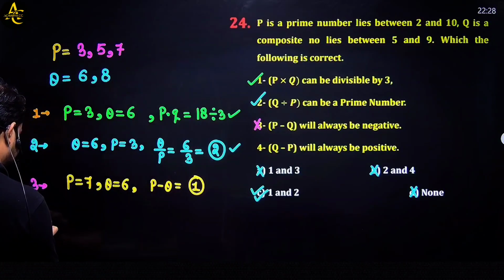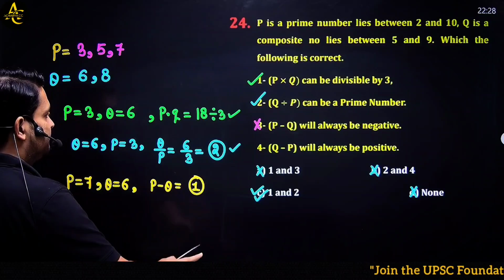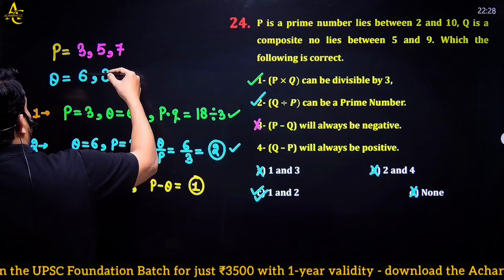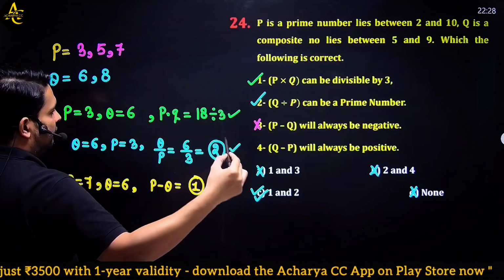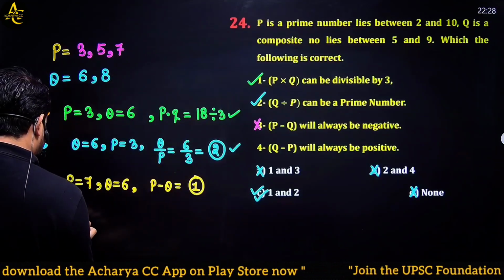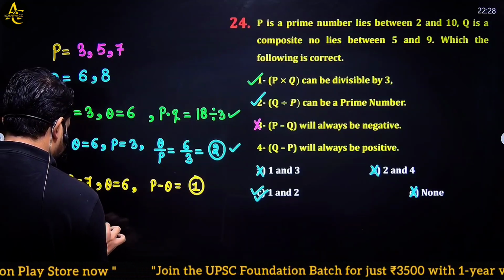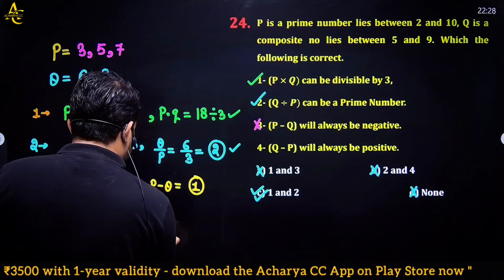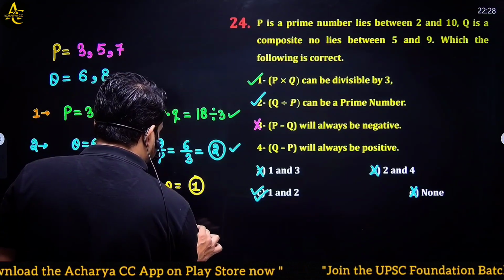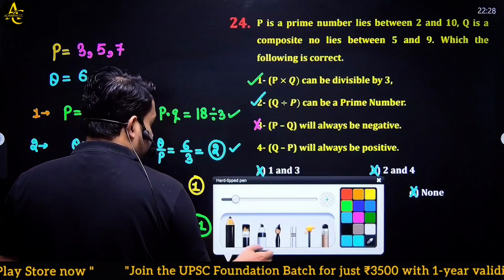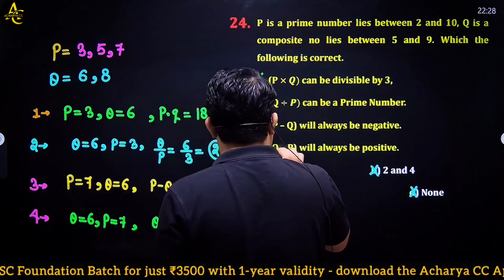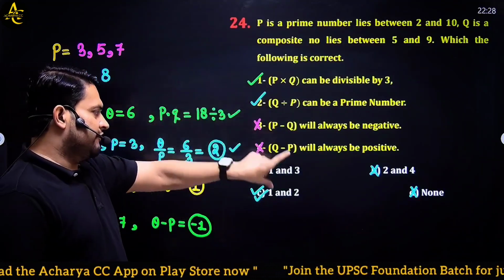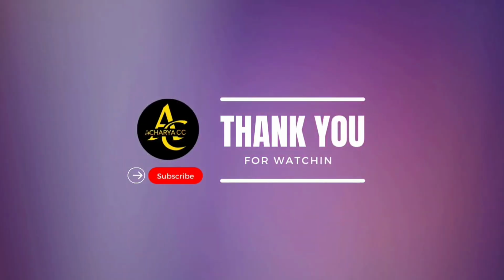Fourth statement. The fourth statement says q minus p is always positive. See, q minus p means if you subtract p from q, you will always get a positive number. No, if I take q equal to 6 and p equal to 7, what will I get? q minus p is equal to minus 1. So this statement is also false. Will always be means you have to take all the possibilities correct. So this one is the trick to solve such kind of questions.